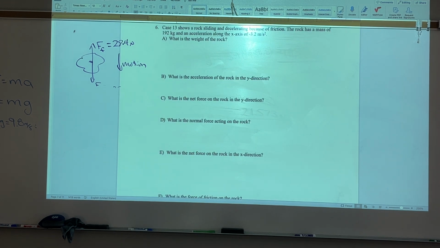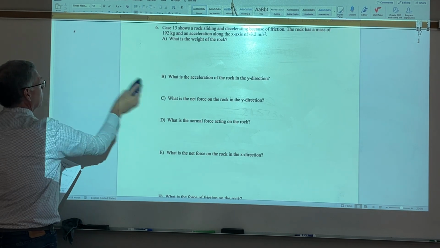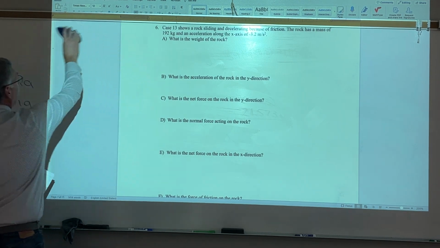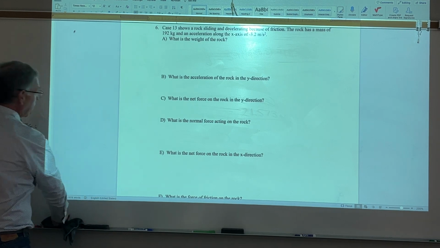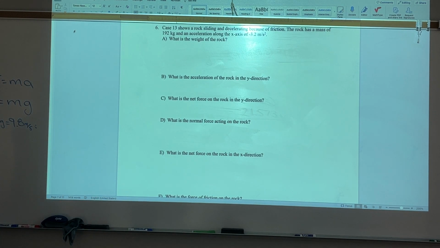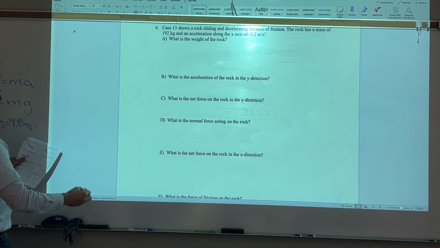All right, case 13 shows a rock sliding and decelerating because of friction. The rock has a mass of 192 kilograms and acceleration along the x-axis of negative 3.2 meters per second squared. And then there's a series of questions.